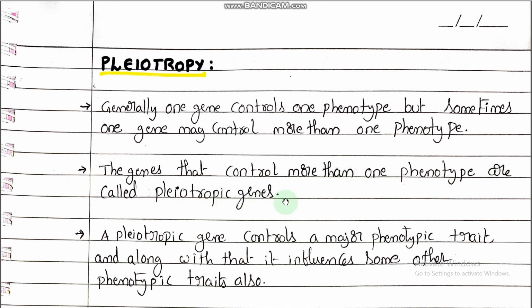Which genes are considered pleiotropic genes? The genes that control more than one phenotype are called pleiotropic genes. Generally, how many phenotypes do genes control? One phenotype only. But pleiotropic genes are the genes that control more than one phenotype, right?